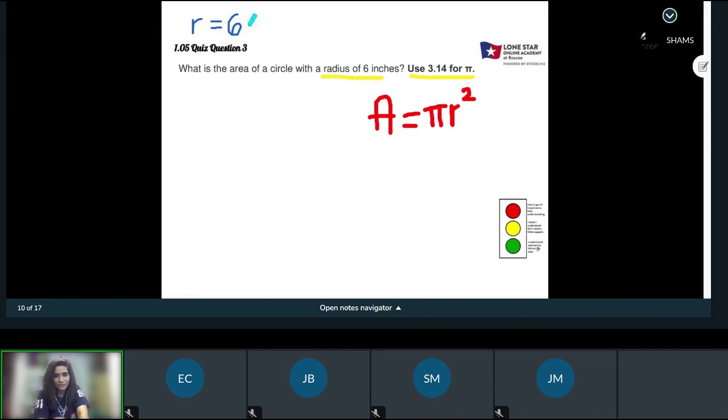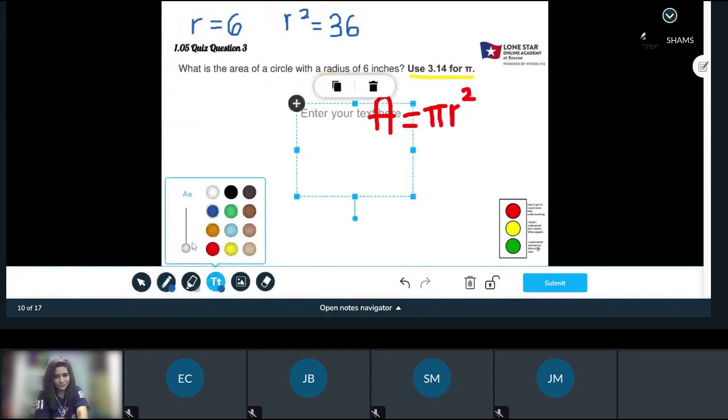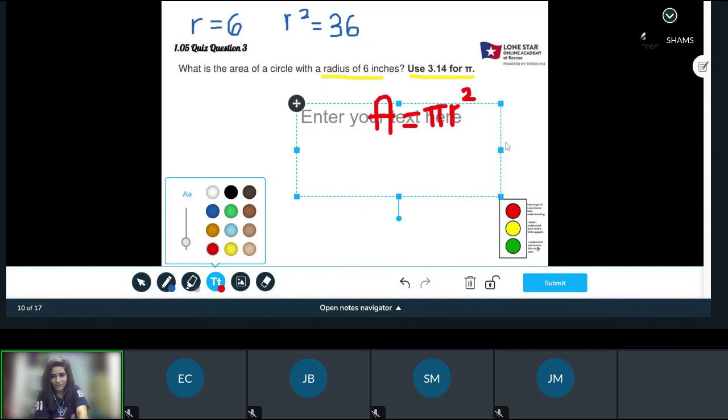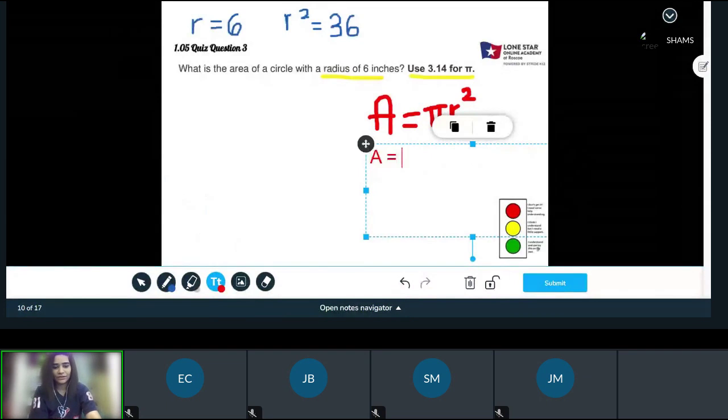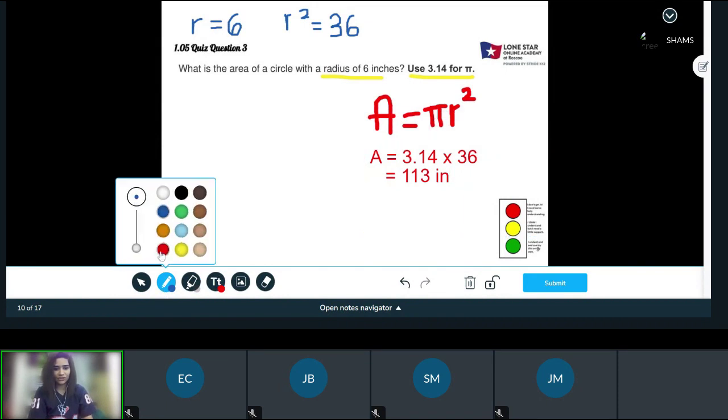So radius squared will be 6 times 6. Radius squared will be 36. Right? Radius squared is 6 times 6, 36. To find area, I will multiply pi times 36 and see what you get. A equals pi, 3.14, times 36. And you get an answer that is 113 square inches. It's exactly the same numbers we just used.